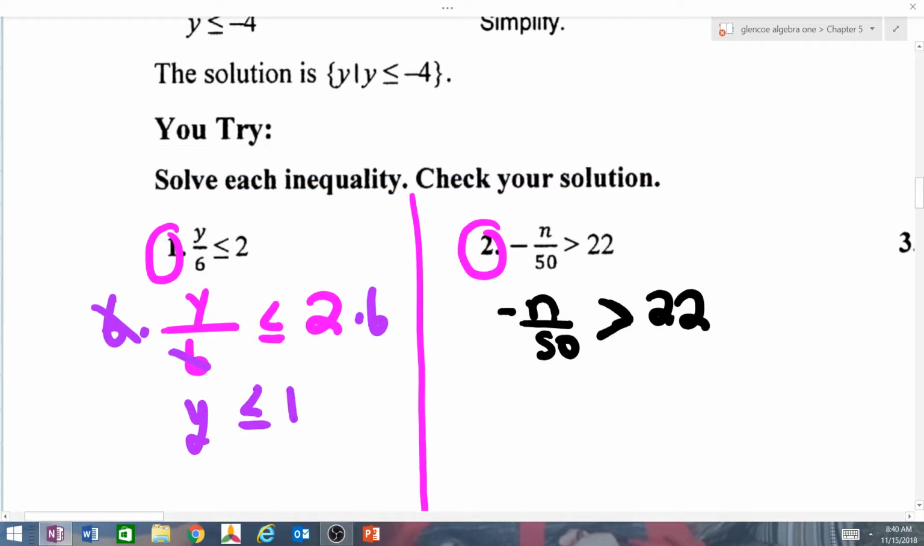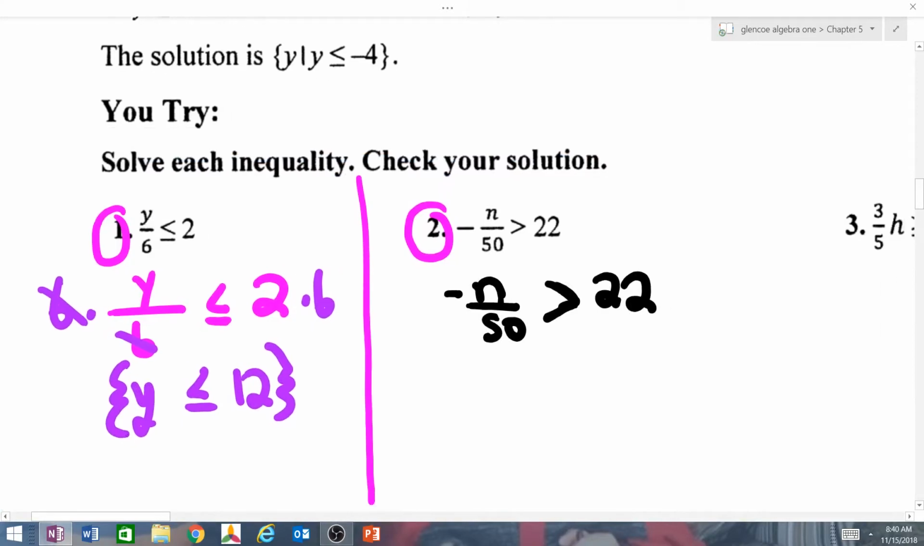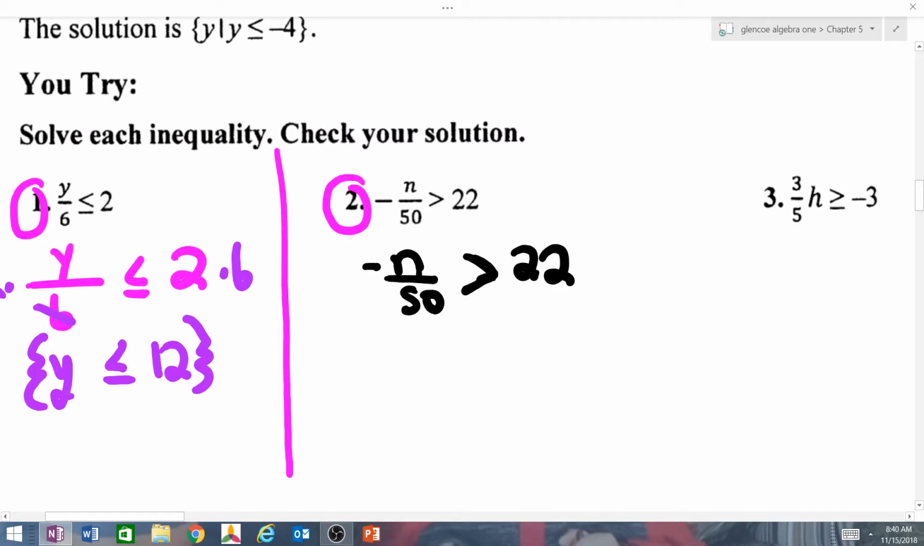Y is less than or equal to 12 is correct. Good. And number 2, negative n over 50 is greater than 22. Someone else, what am I going to do to both sides of this inequality? Multiply by -50. I agree.